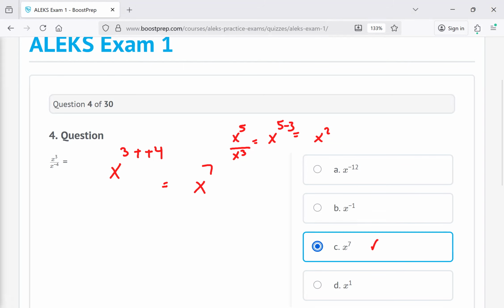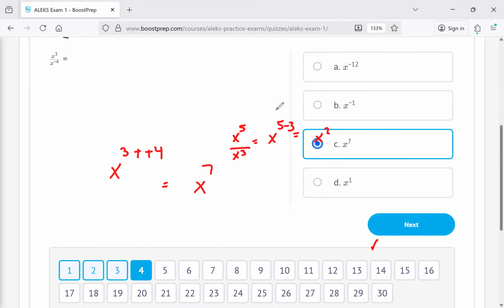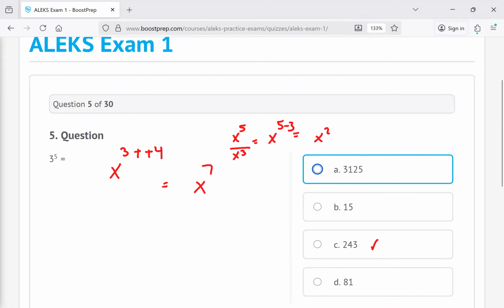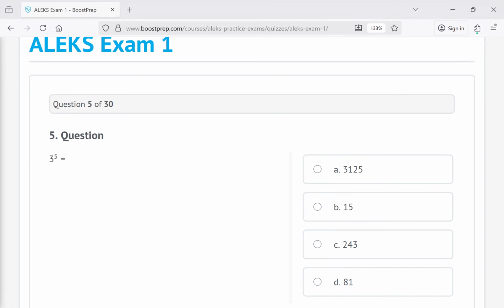Let's move on. Okay, this one, question 5. We have 3 raised to the 5. You could technically put it in the calculator if they give you the option, because sometimes they won't. It depends on the question. Sometimes you can use a calculator, sometimes you can't.